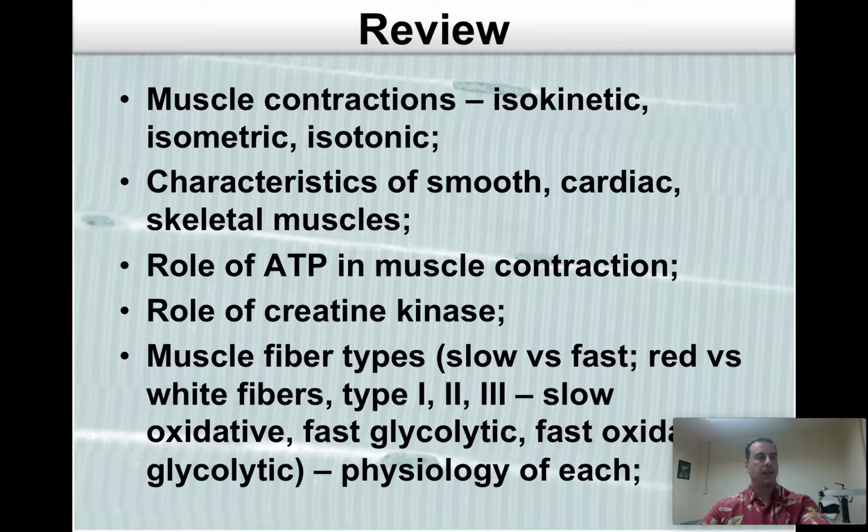What else can I say before I move on? Myoglobin. I guess myoglobin is a key word. You should know myoglobin, what it means, and how it relates to the type of muscle fibers you see up on the board here.